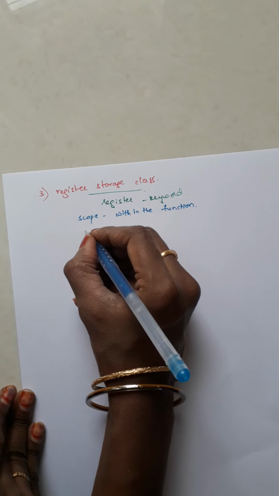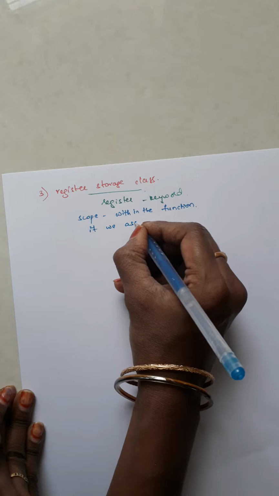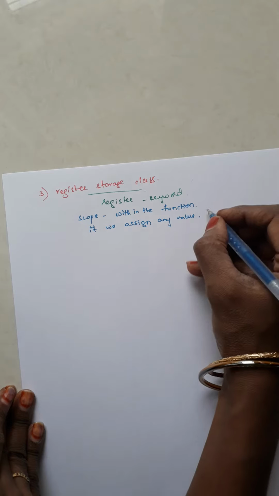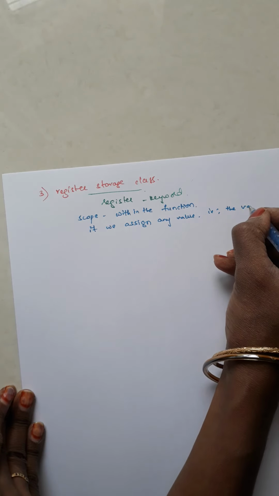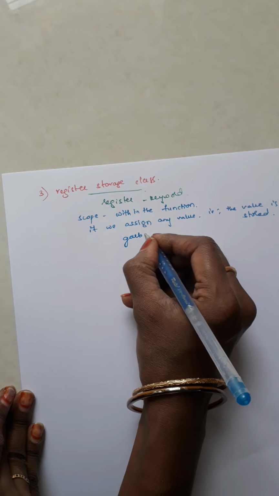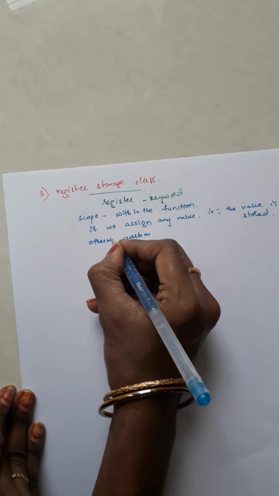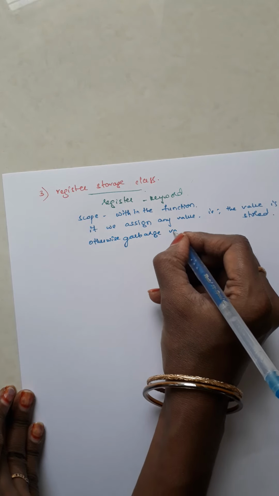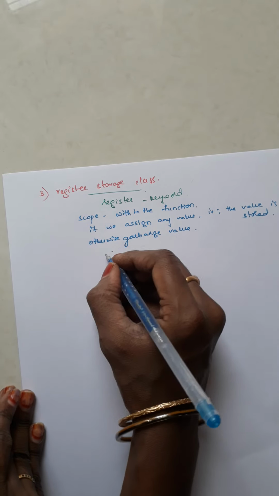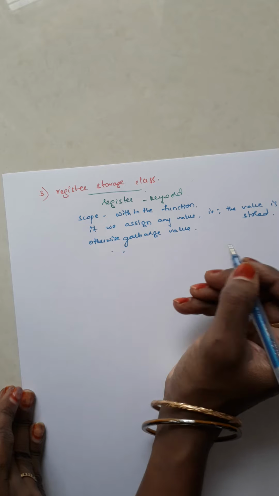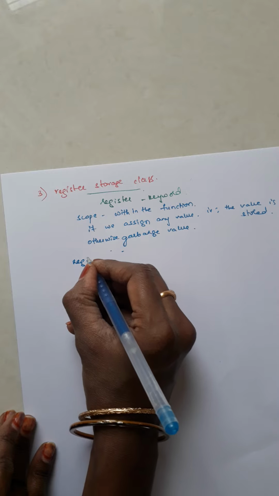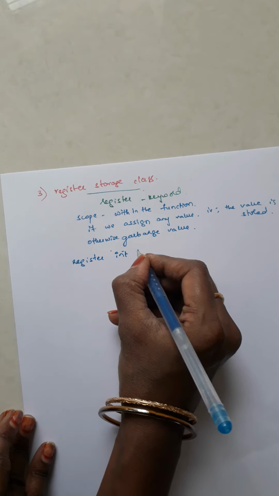If we assign any value, that value is stored. Otherwise, a garbage value is stored. Within the function, so when the function is alive, the variable exists in that function. That is the scope of a variable declared by using the keyword register, for example register int k.